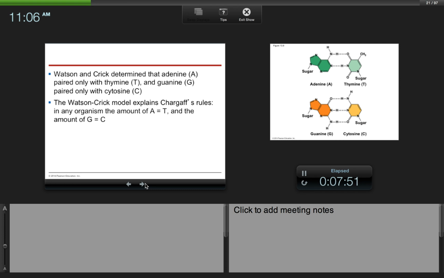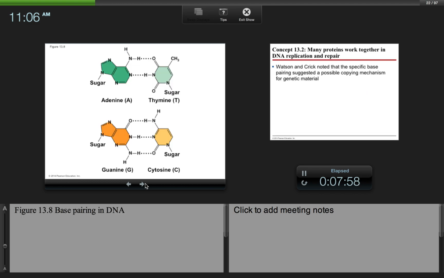The Watson-Crick model explains Chargaff's rules. In any organism, the amount of A equals T and the amount of G equals C. So here's the base pairing in DNA. Adenines with your thymines, forming 2 hydrogen bonds. Guanines with your cytosines, forming 3 hydrogen bonds.